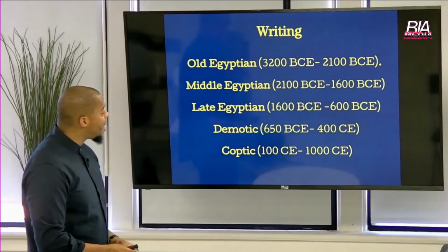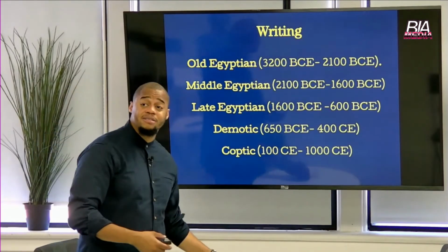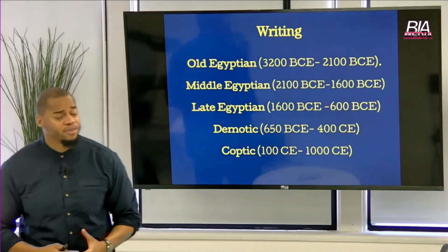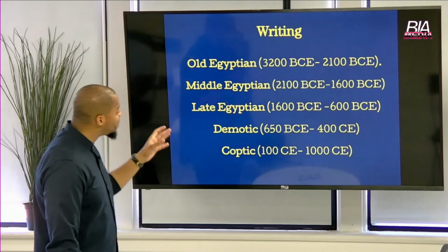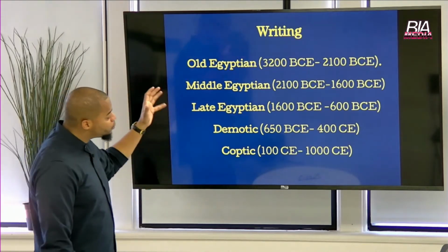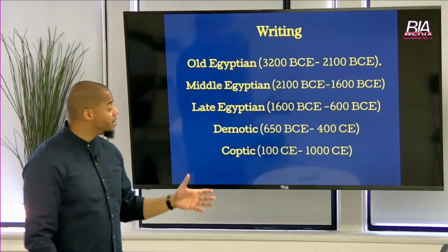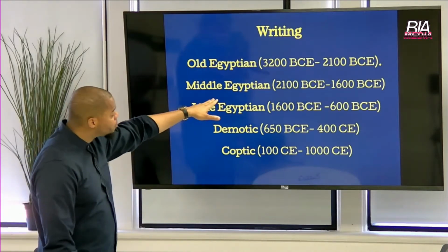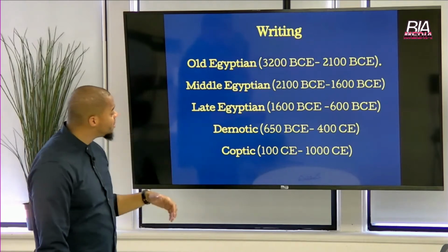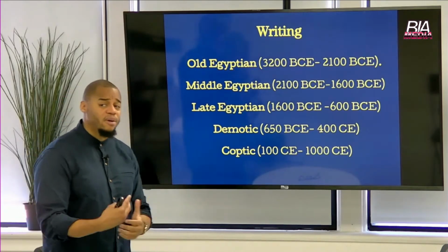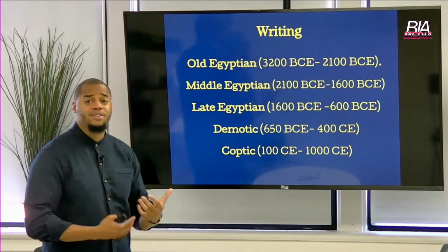I do want to stop and talk a little bit about the writing that changes during this time period. We talked a little bit about language last week, but it's really important to point out that Egyptian writing goes through a number of stages, just like any other writing. We're talking about Middle Egyptian, so 2100 BCE to 1600 BCE, and the language is different than Old Egyptian. Some of the words are the same, some of the vocabulary is the same, but there are major differences.